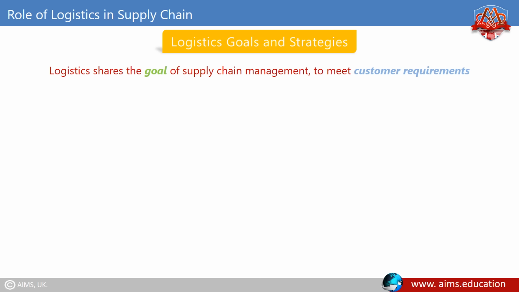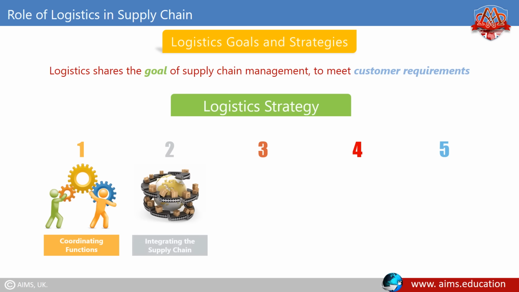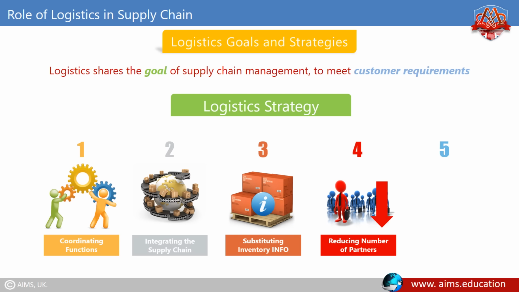An effective logistics strategy depends on the following tactics: coordinating functions, that is, transportation management, integrating the supply chain, substituting information for inventory, reducing supply chain partners to an effective minimum number, and pooling risks.